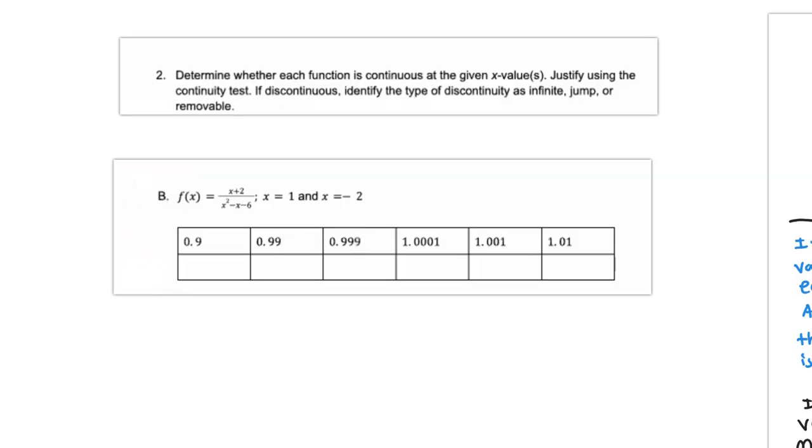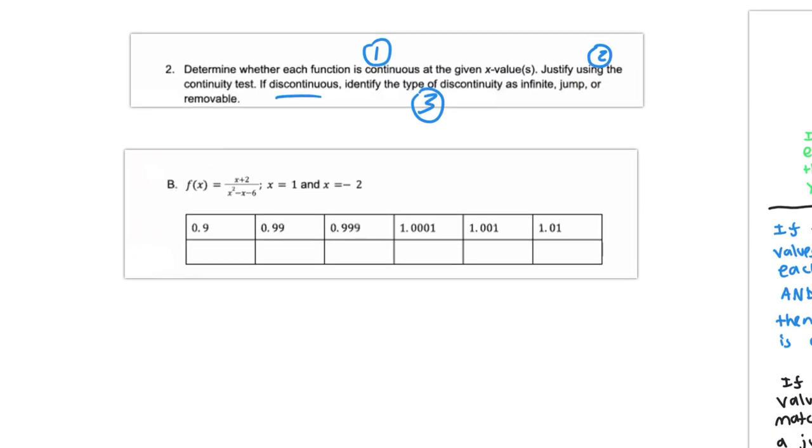All right, so determine whether each function is continuous at the given x value. That's mission one. Justify using the continuity test. That's mission two. And then finally, mission three is if it's discontinuous, identify the type of discontinuity.